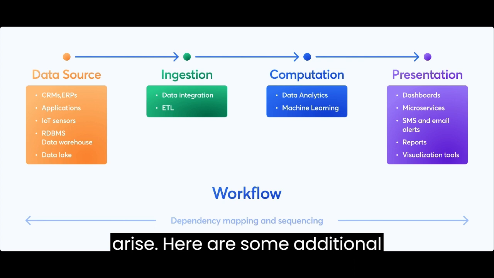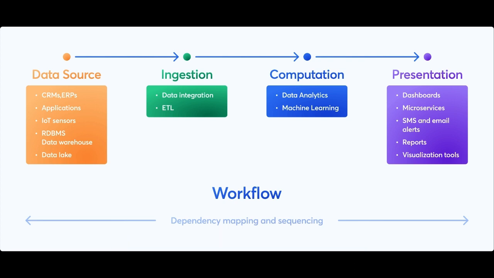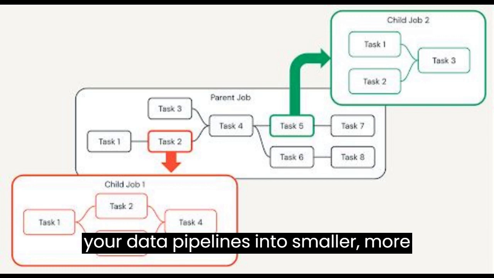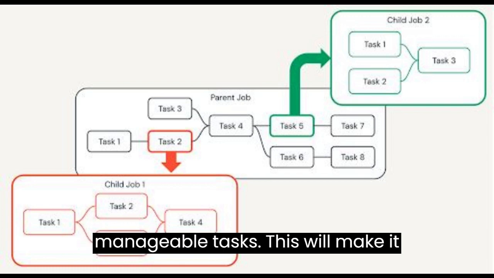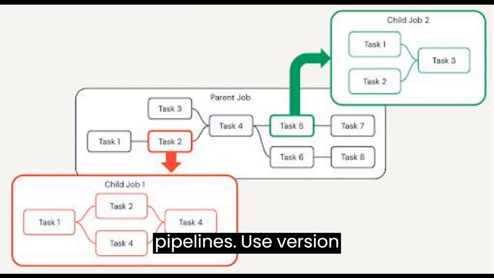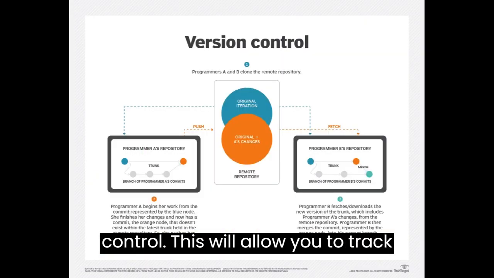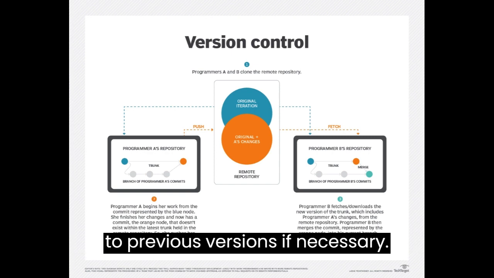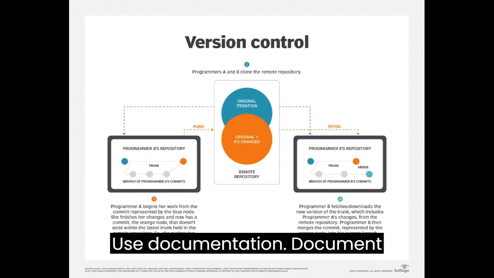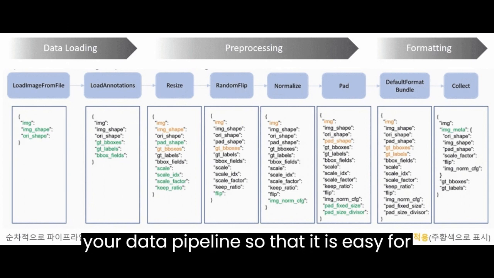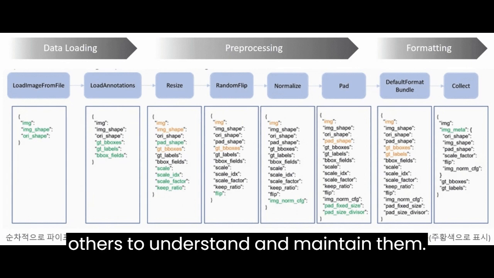Here are some additional tips for data orchestration. Use a modular approach. Break down your data pipelines into smaller, more manageable tasks. This will make it easier to develop, test, and maintain your pipelines. Use version control. This will allow you to track changes to your data pipelines and revert to previous versions if necessary. Use documentation. Document your data pipelines so that it is easy for others to understand and maintain them.